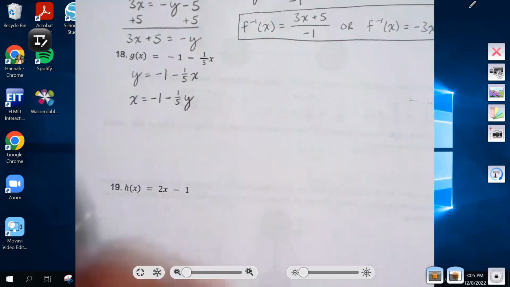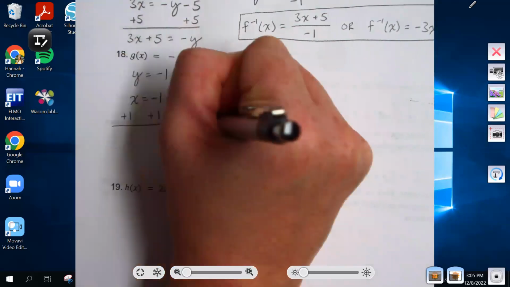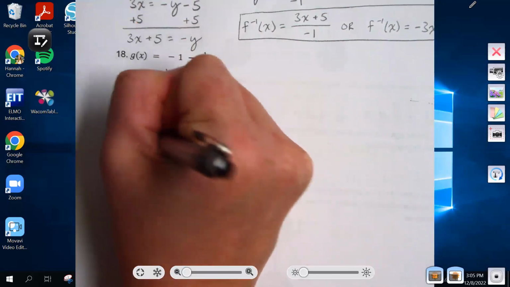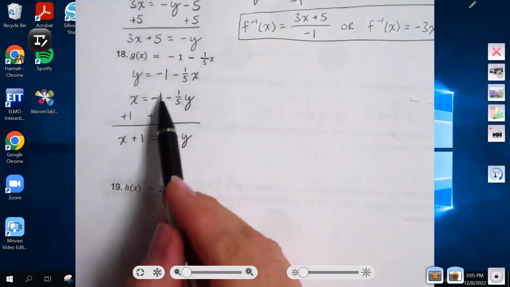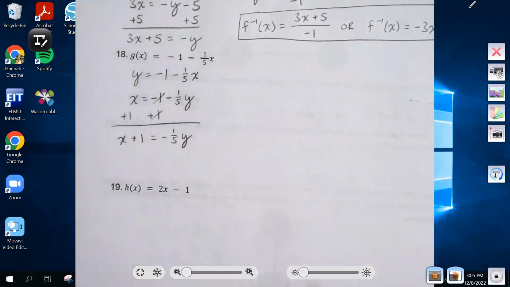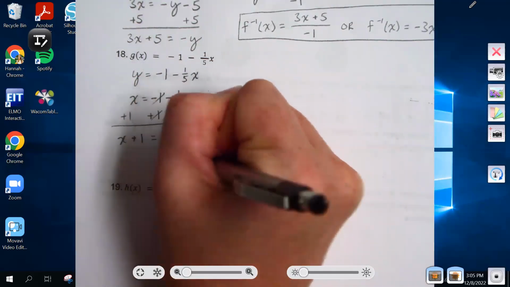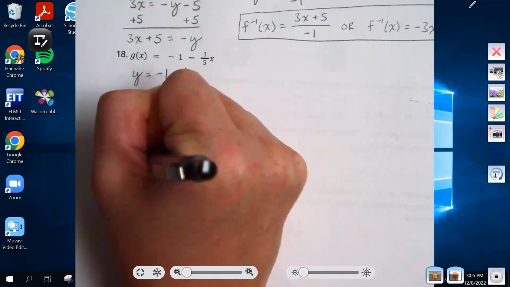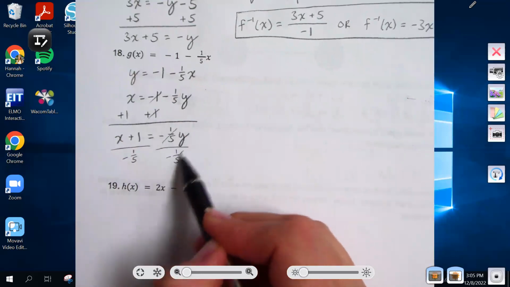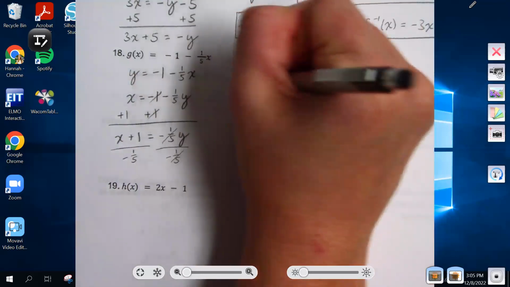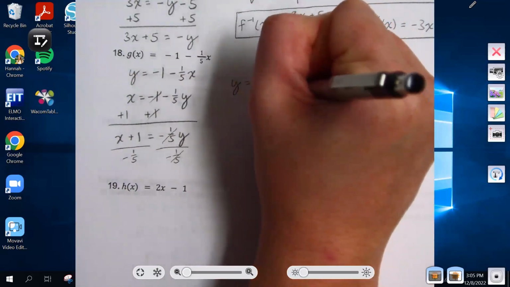Okay, so now we want to get y by itself. Again, there are different ways that you could go about this. I'm going to add 1 to both sides. So I get x plus 1 equals negative 1/5 y. Then to get y by itself, we need to divide both sides by negative 1/5. So that gets y by itself. y equals x plus 1 over negative 1/5.